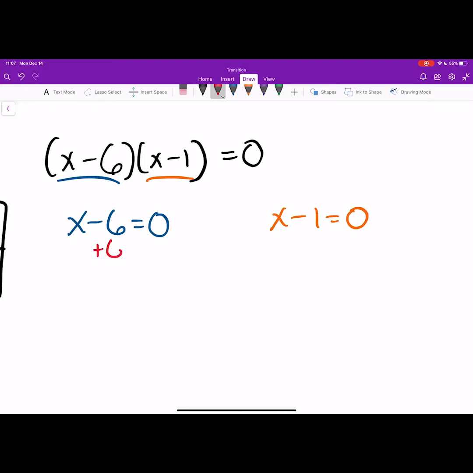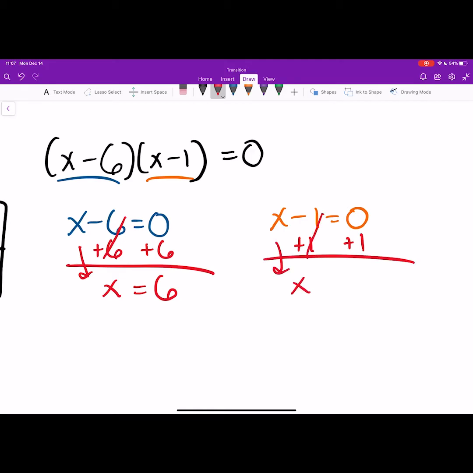In order to solve this one, I need to add 6 to both sides of my equation. I bring down my x, those cancel, x equals 6. In order to solve this one, I need to add 1 to both sides of my equation, bring down my x, those cancel, 0 plus 1 is 1. So my final answer is that x equals 6 or x equals 1.